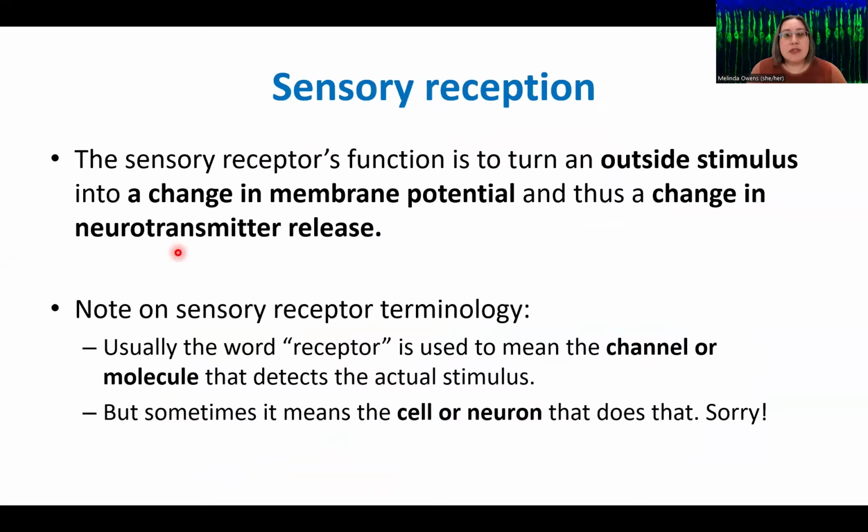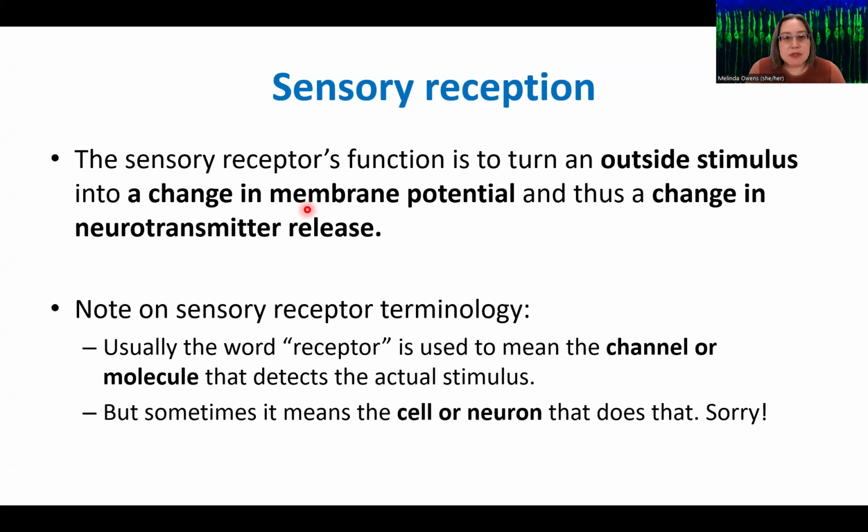Okay. So talking about that sensory reception and transduction. The sensory receptor's function is to turn that outside stimulus into a change in membrane potential and thus a change in neurotransmitter release. And when you do that, that tells the next cell and the next cell and the next cell what is going on in the world.